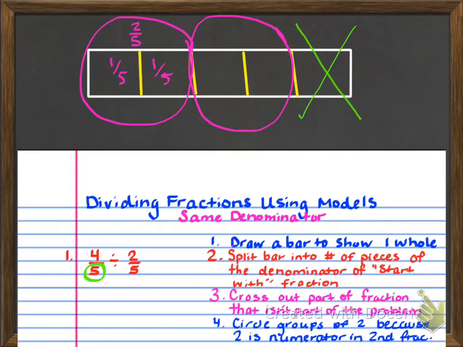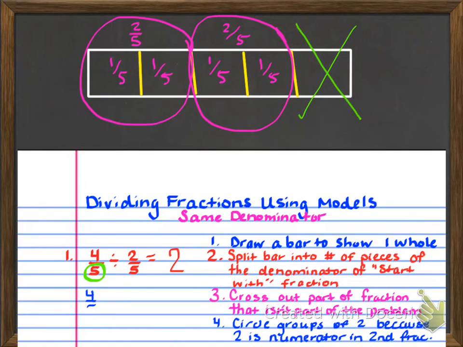That's one group. And then we have another 5th here and another 5th here. So this is another group of 2/5. So how many groups of 2/5 do we have? We actually have 2. So we're going to write our answer as equals 2, and just like you're always supposed to do, we're going to now check the model and make sure that our work is correct. So we're going to do our keep flip change.